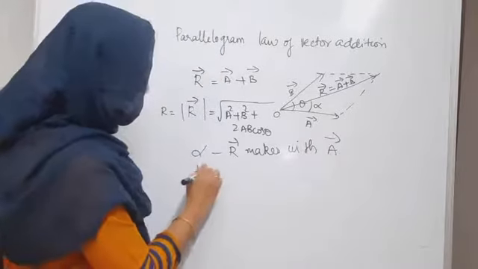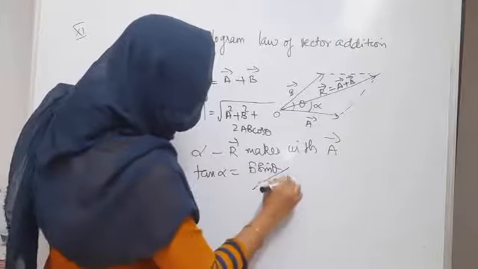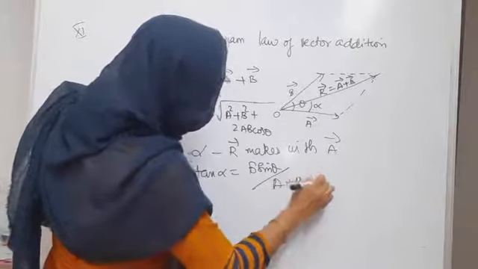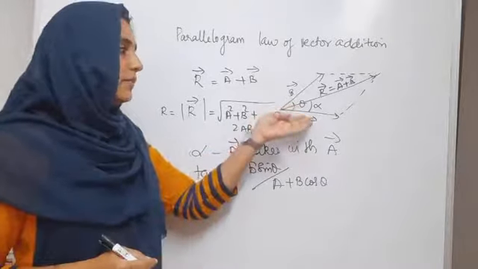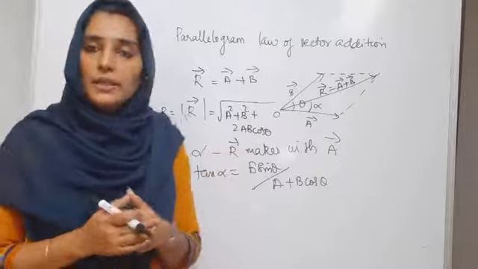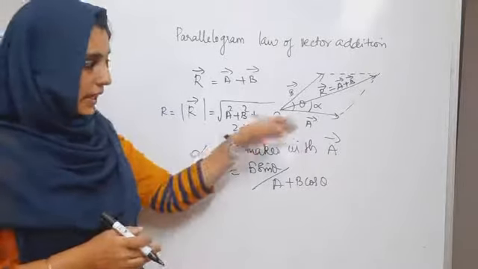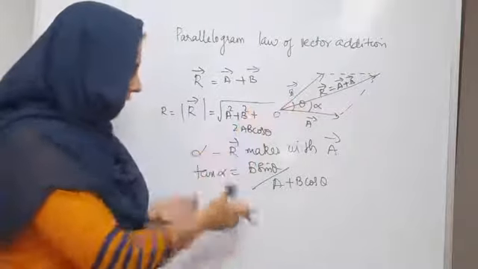Then tan alpha is equal to B sin theta divided by A plus B cos theta. So this is the expression for finding out the direction with which the resultant is shifted or deviated from one of the vectors, say A. If it is with respect to B, then we can write the inverse of this.